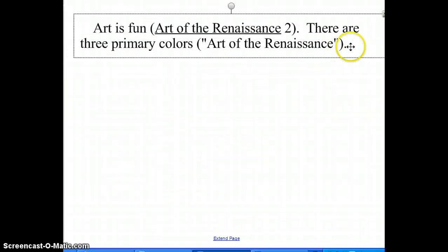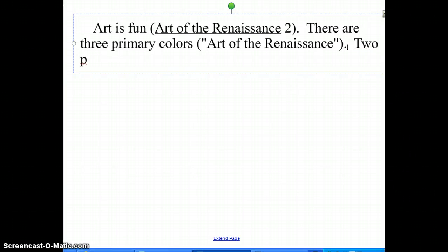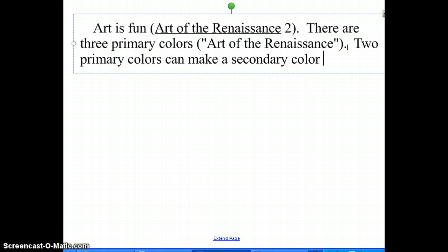So now we need another sentence. 2 primary colors can make a secondary color. Another thing I wanted to emphasize with students is that we're not writing just a list of facts. We're trying to tie this together like we normally would if we were writing a research paper. So we're paragraphing, we're indenting, we're using our space on the page. We're not just writing a sentence on one line and then going to the next line and writing another sentence. It's going to flow like a paragraph.